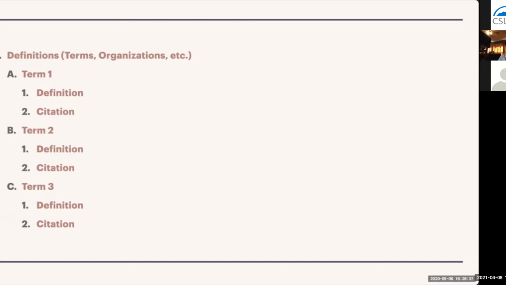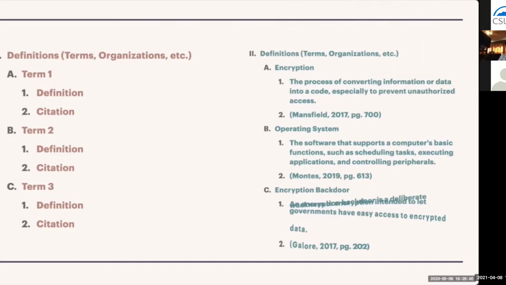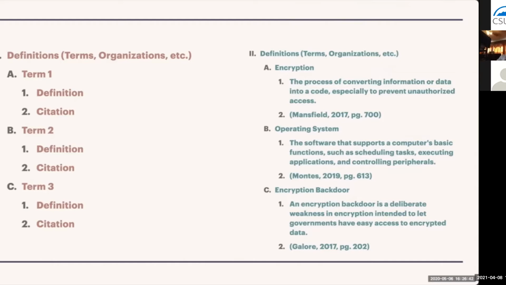So you might be wondering how this looks in practice. If we look at definitions, things like encryption: the process of converting information or data into a code, particularly to prevent unauthorized access, Mansfield 2017, page 700. We're noticing we have the page number, so that must be a journal article citation. The operating system: software that supports a computer's basic functions such as scheduling tasks, executing applications, controlling peripherals, Montez 2019. And then we have encryption backdoor, the belle of the ball, the man of the hour. An encryption backdoor is a deliberate weakness in encryption intended to let governments have easy access to encrypted data.